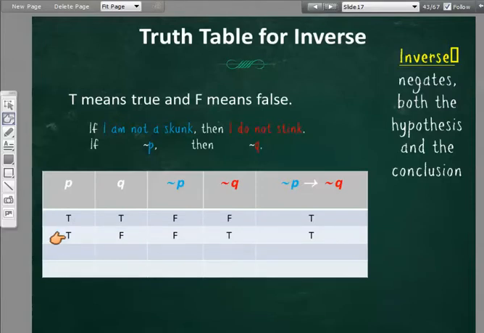So look here, we've got true for our P, false for our Q, and so that means not P is going to be the opposite of P, which goes from true to false. Your not Q is going to be the opposite of Q, goes from false to true. Okay, now remember, if your hypothesis is false and your conclusion is true, your conditional statement's still going to be true.